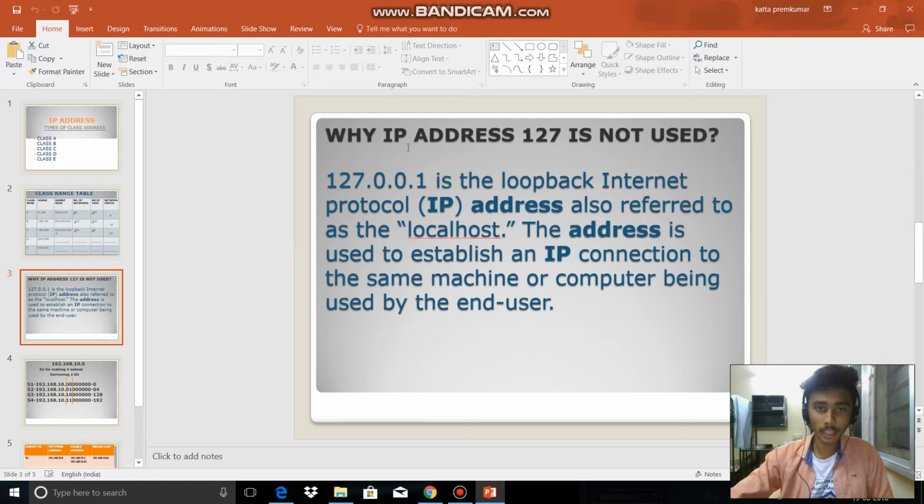Why is IP address 127 not used? So see here, 127.0.0.1 is a loopback Internet Protocol address, also referred to as localhost. The IP address is used to establish an IP connection to the same machine or computer used by the end user. So this is not used as a normal IP address.